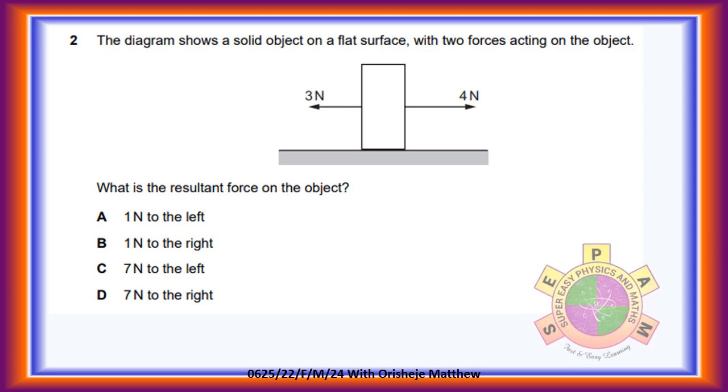Option A, 1 Newton to the left. Option B, 1 Newton to the right. Option C, 7 Newton to the left. Option D, 7 Newton to the right.